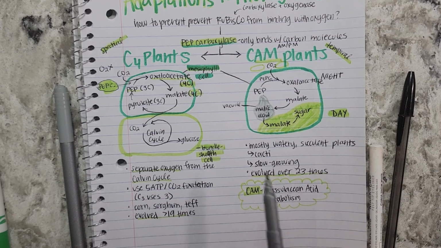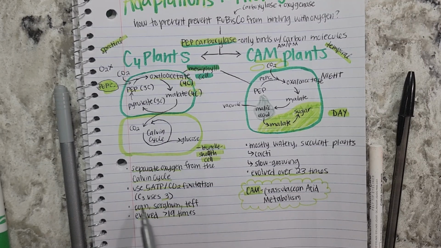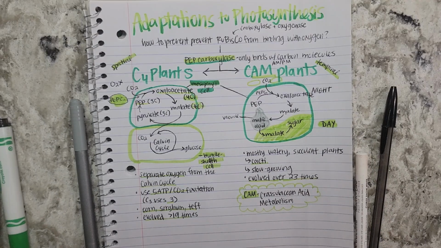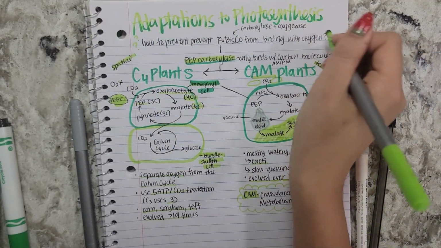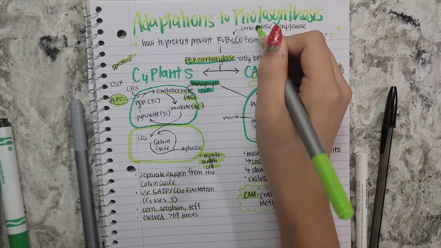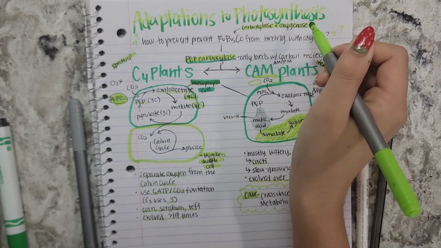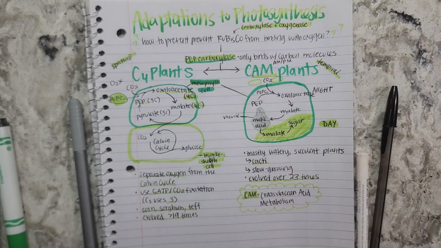All right, so yes, we know that it works because it's evolved so many times, lots and lots of times, because in really hot environments, you can't afford to lose all your products in photorespiration. Some examples are corn, sorghum, and teff. You'll see corn the most often, whereas you'll see cacti and succulents more often for CAM plants. So yeah, this answers our question, how to prevent RuBisCO from binding with oxygen, our carboxylase plus oxygenase. The answer is to use a carboxylase instead.